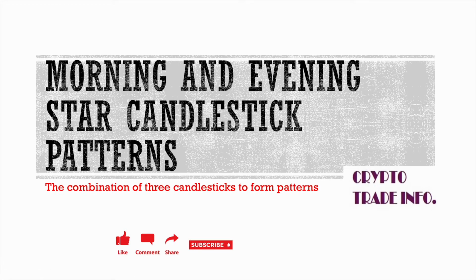On today's lesson, we'll be learning about morning and evening star candlestick patterns. They are a combination of three candlesticks to form patterns.